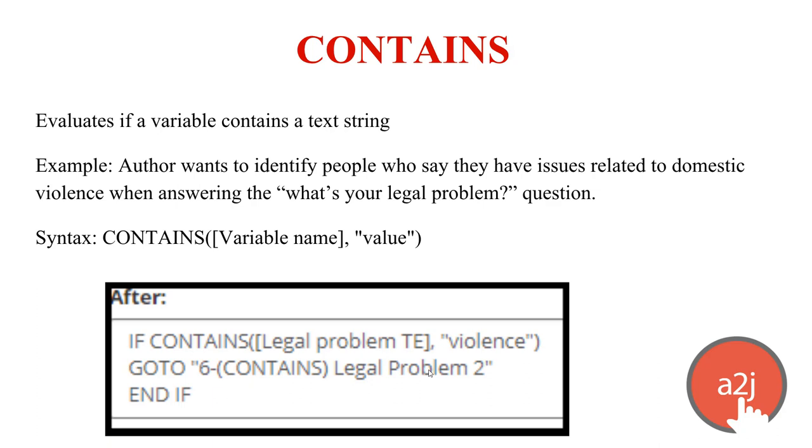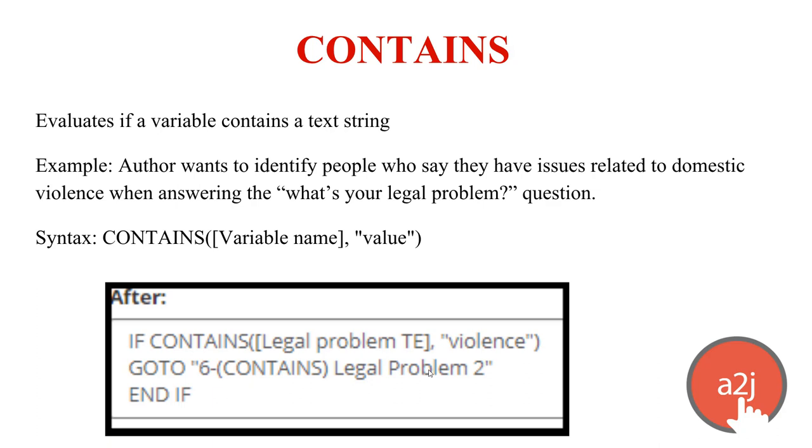You can also use it, for example, if you want to identify people who say they have issues related to domestic violence or children or poverty or something like that when they're answering the what's your legal problem question. So here, my screenshot example says if contains legal problems, you have the syntax is the word contains, parentheses, bracket around the variable name, comma, and then whatever value you're looking for in quotes, close parentheses.